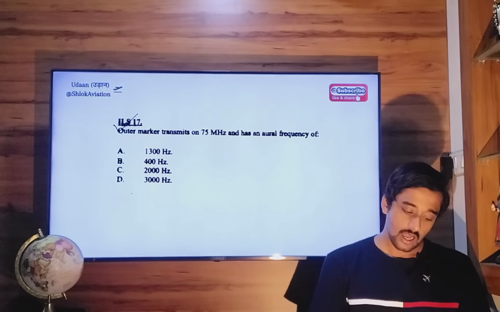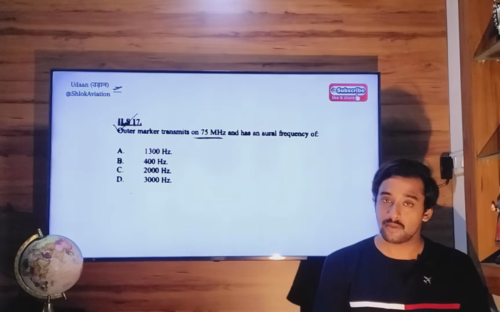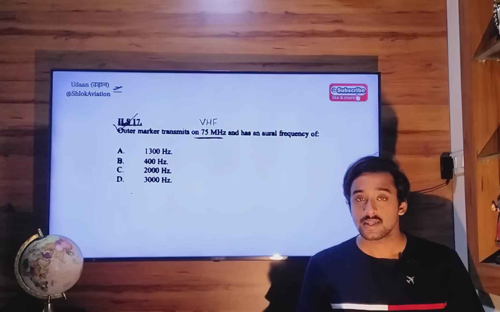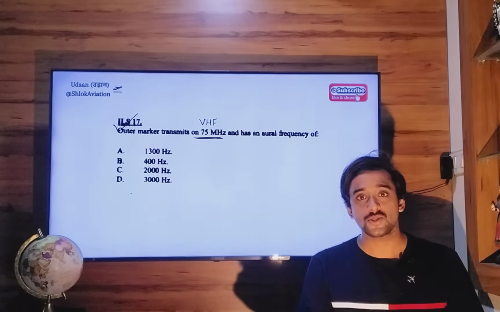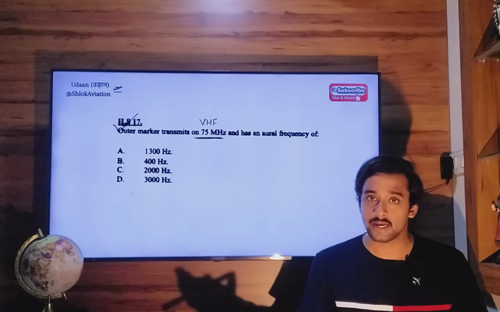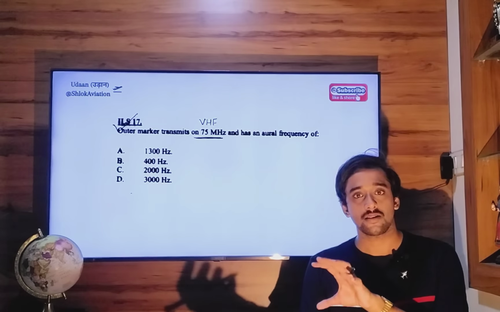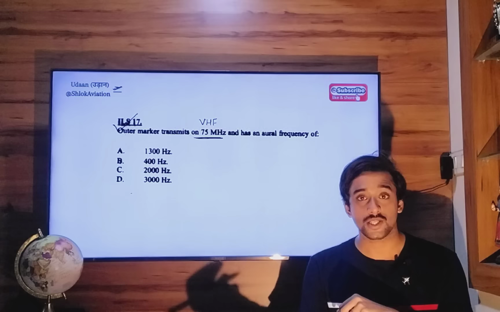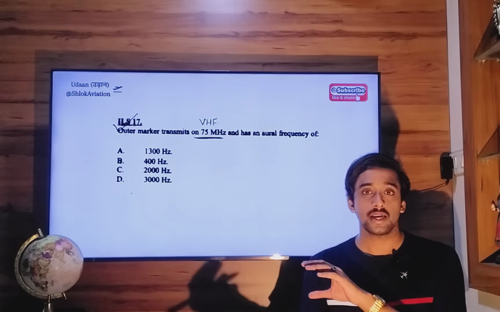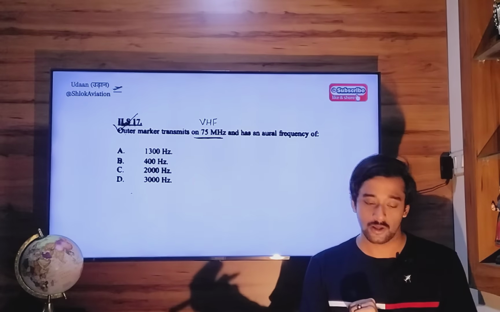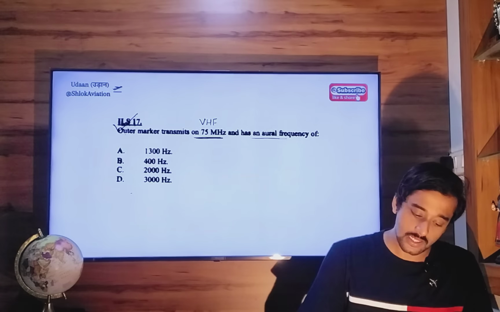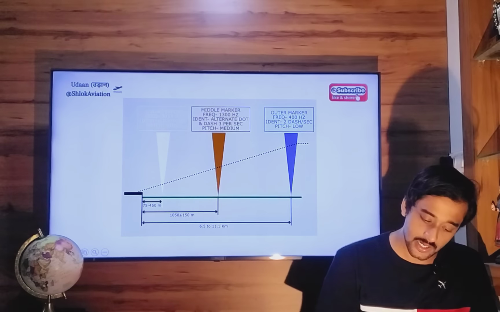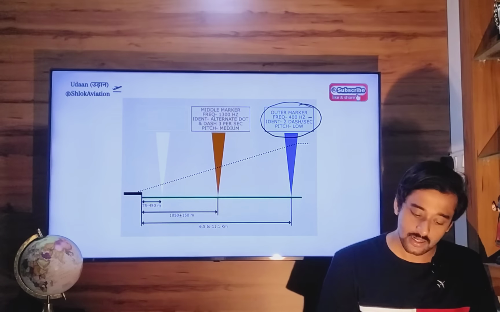Next, outer marker transmits on 75 megahertz. Like I said, every marker beacon will transmit in the VHF band at 75 megahertz, and this frequency will be further amplitude modulated according to the different marker beacon. Outer marker 400 hertz, middle marker 1300 hertz, inner marker 3000 hertz. So it has an aural frequency of 400 hertz. It's written here, 400 hertz.